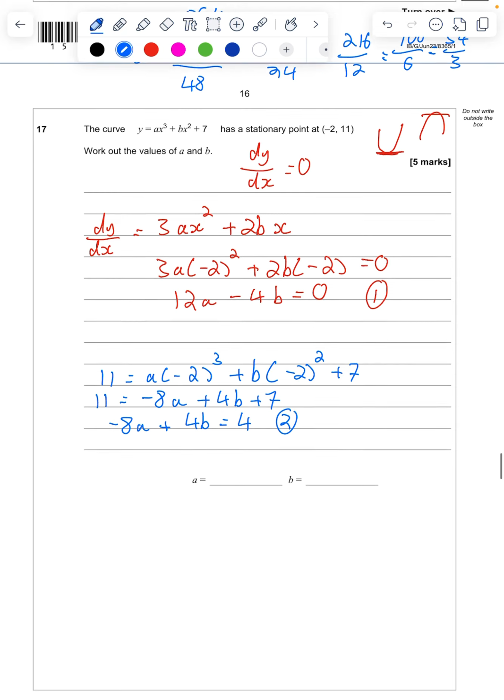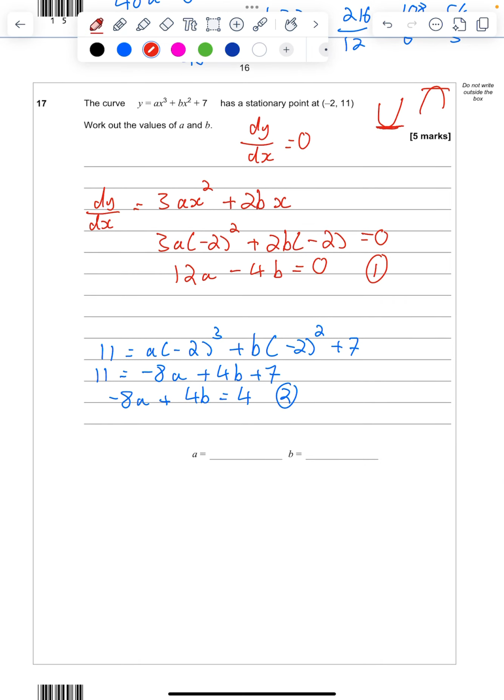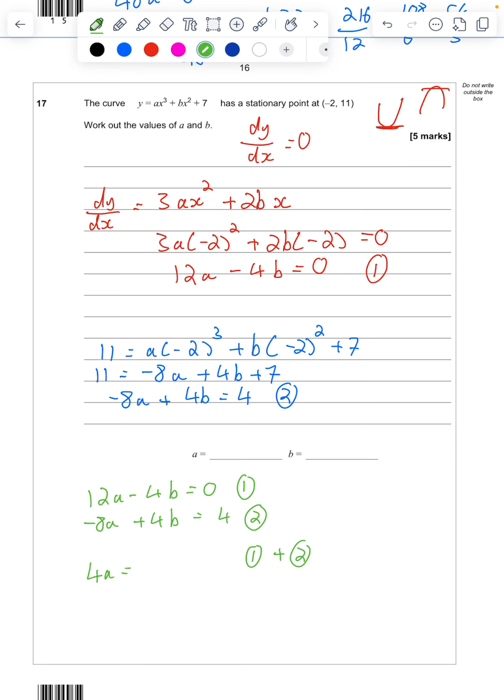Okay, so now considering the two equations, let's go and do it in green. We've got 12a take away 4b is 0, equation 1. Equation 2 is minus 8a plus 4b gives me 4, equation 2. If we add these together, the b's will cancel out, so let's go and do that. So it's going to give you 4a. 4a is equal to 4, so a must be equal to 1.